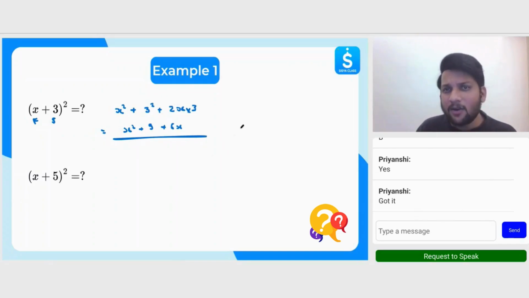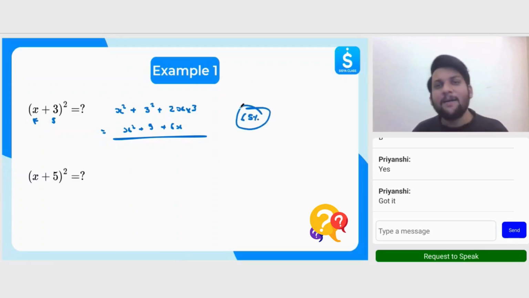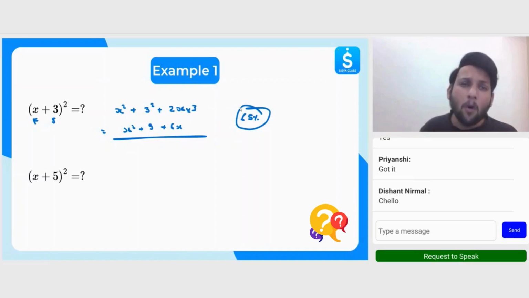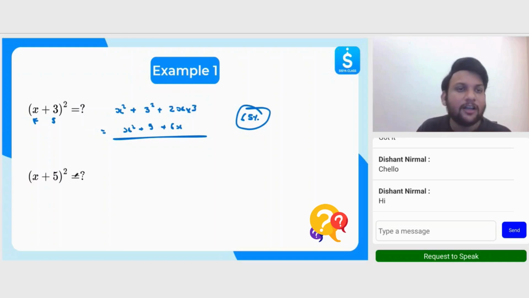I hope everyone is at 65% at least. Yes, one example. This must be clear for you. Let's make it 100%, my dear students. We have (x + 5) whole square. Again, what is the first term? Dishan, hi Dishan. This is f and this is s. What is the first term?